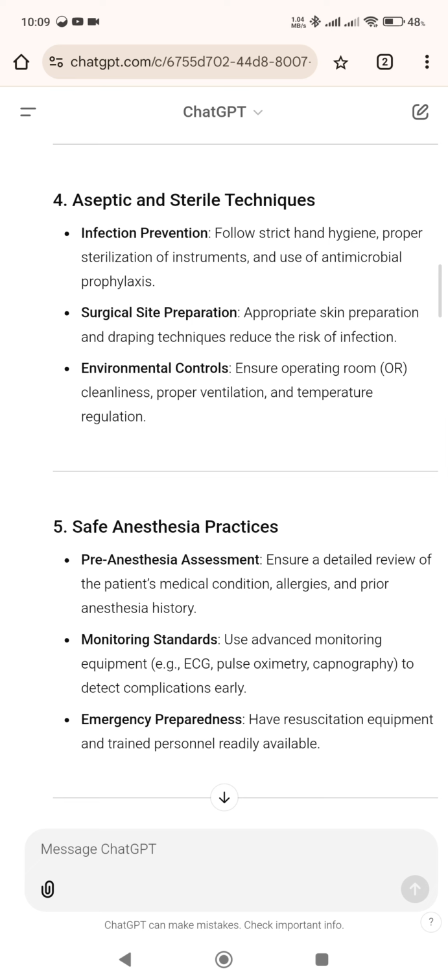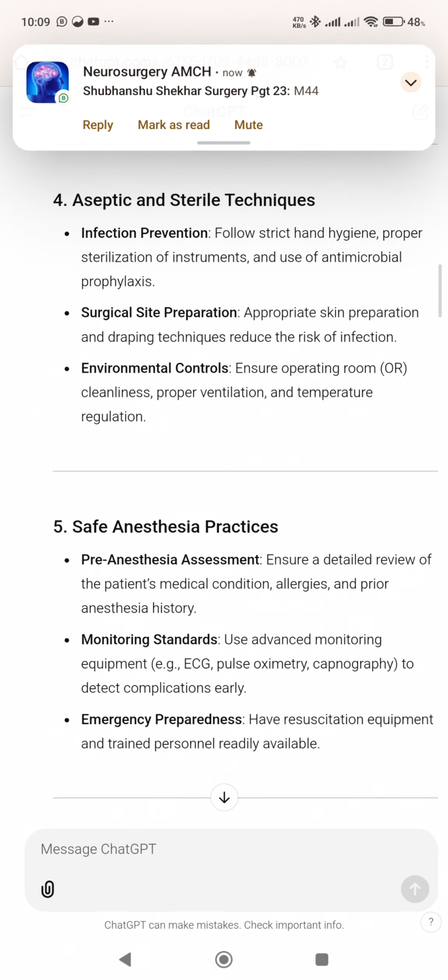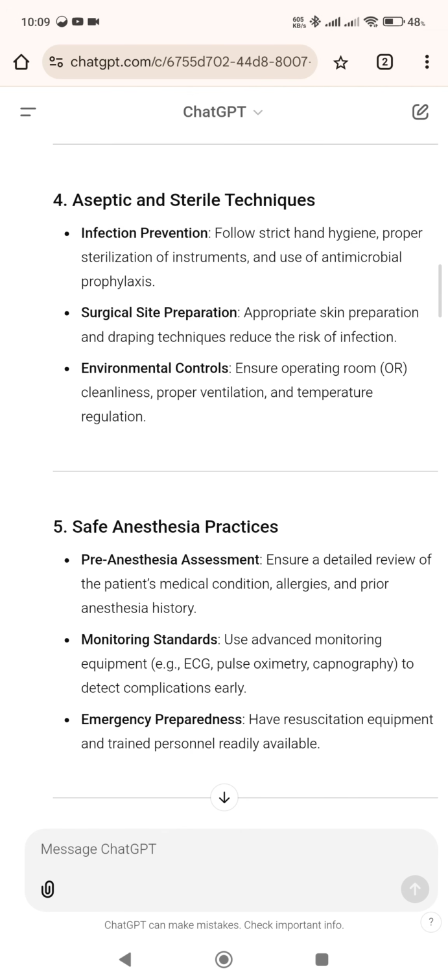4. Aseptic and sterile techniques. Infection prevention. Follow strict hand hygiene, proper sterilization of instruments, and use of antimicrobial prophylaxis. Surgical site preparation. Appropriate skin preparation and draping techniques reduce the risk of infection. Environmental controls. Ensure operating room OR cleanliness, proper ventilation, and temperature regulation.